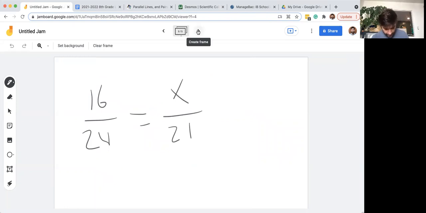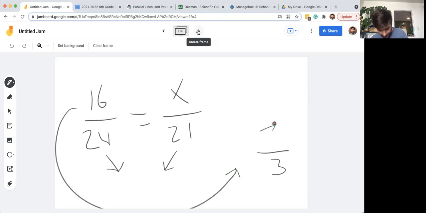I would think, what goes into both my denominators? 3. So to get from 24 to 3, I divide by 8. So 24 divided by 8 would give me a denominator of 3. Now I need to do the same to my numerator. So 16 divided by 8 will give me 2/3. So I can reduce 16/24 to 2/3.